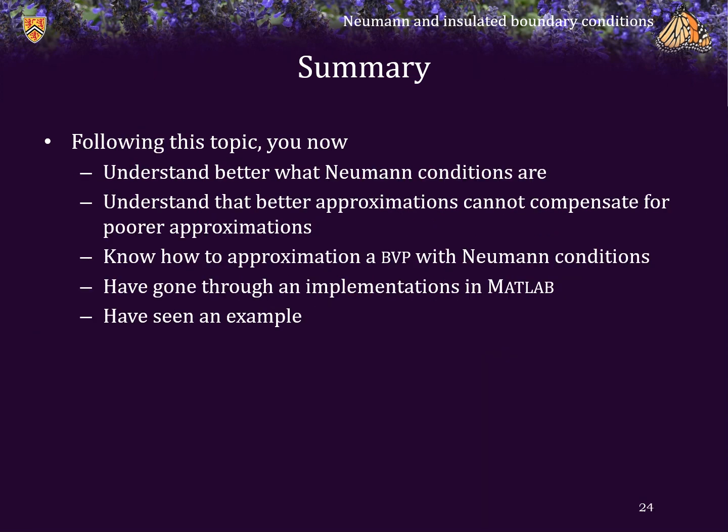Following this topic, you now have a better understanding of what Neumann conditions are. You understand that better approximations cannot compensate for poorer approximations. If we mix order h squared and order h approximations, the final result will be order h. Also, you know how to approximate a boundary value problem with Neumann conditions where all terms are order h squared, and you have gone through an implementation of such a solver in MATLAB. You have also now seen an example where we do solve a Neumann boundary condition.